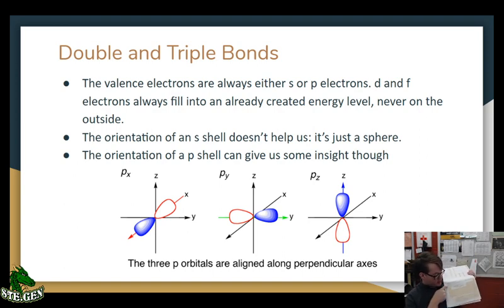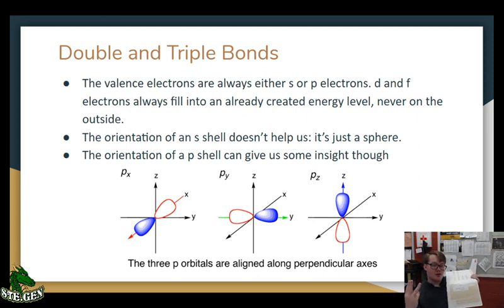S orbitals are starting on energy level 1. P orbitals are starting on 2. D orbitals start on 3 and F orbitals start on 4. So in the first row, these are all energy level 1, that's S. The second row, there's S's and then P's. Third row, there's S, P's, and then the d orbitals will get added later, but they won't be outside.